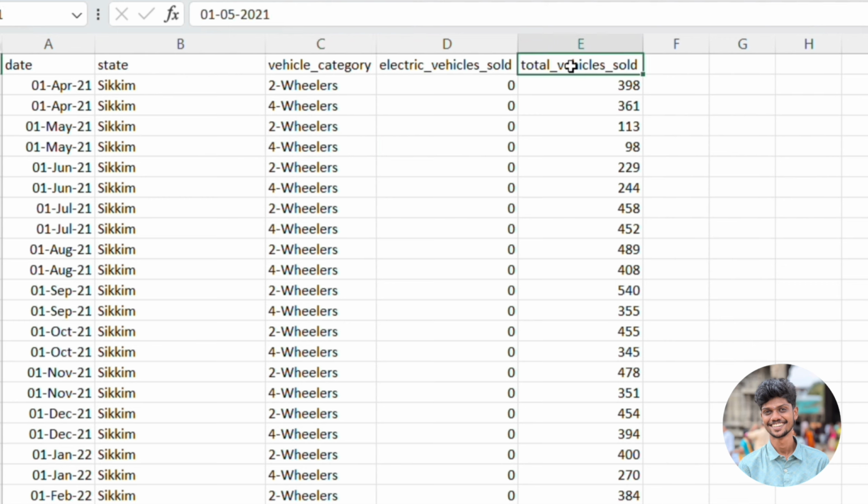And total vehicles sold. This is a combination of both electric and non-electric vehicles for a specific vehicle category, state, and a particular month. Total vehicles sold means the combination of both electric and non-electric vehicles. This one is only for electric vehicles, and this is the combination of both electric and non-electric vehicles.